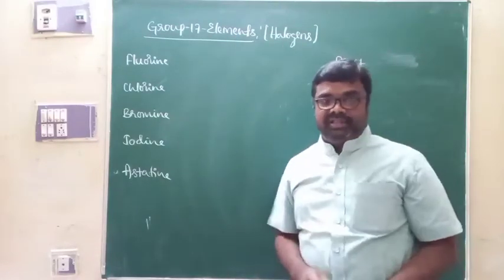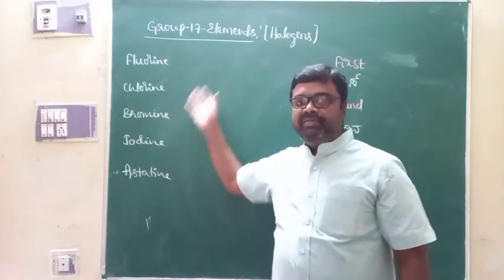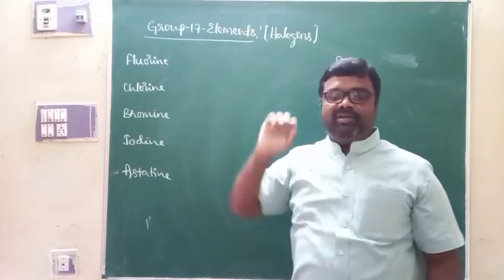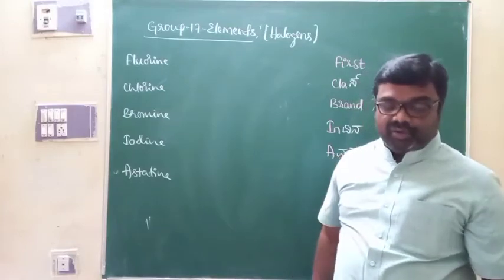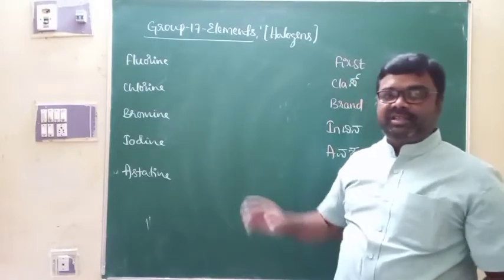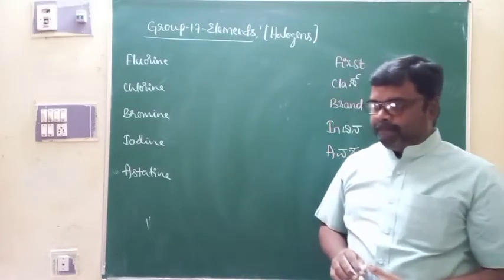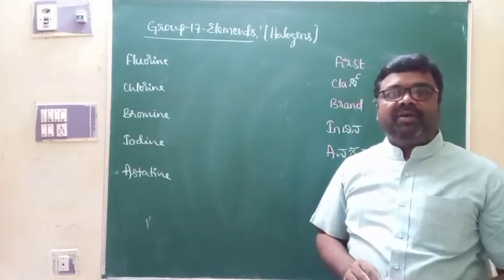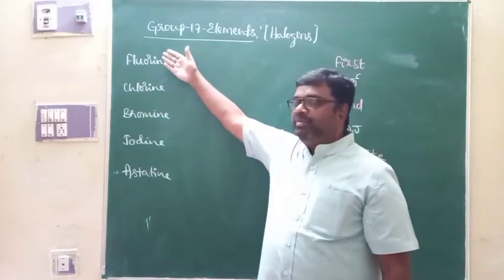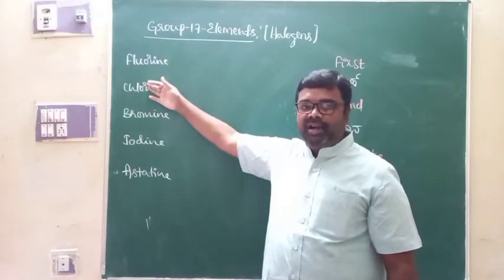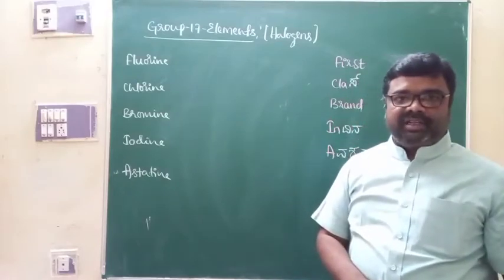They are called halogens. Halo means sea water. These elements can be obtained from sea water. Because of that, they are called halogens. Just like group 15 was called pnicogens, group 16 was called chalcogens, here group 17 will be called halogens. As far as halogens are concerned, they are known for high reactivity. The members of group 17 are fluorine, chlorine, bromine, iodine, and astatine. Astatine is a radioactive element.